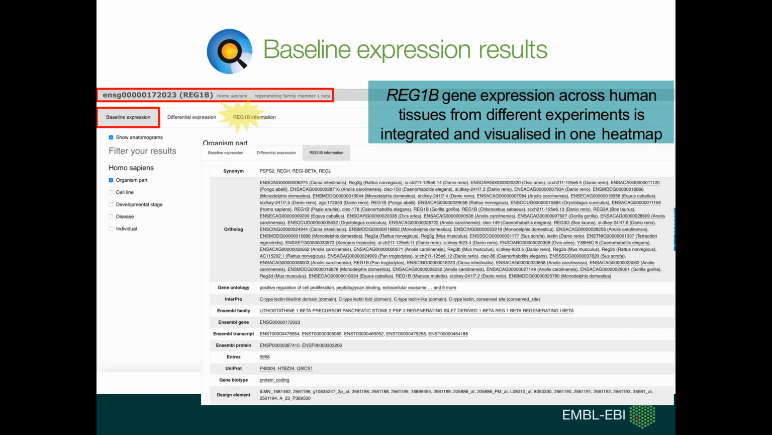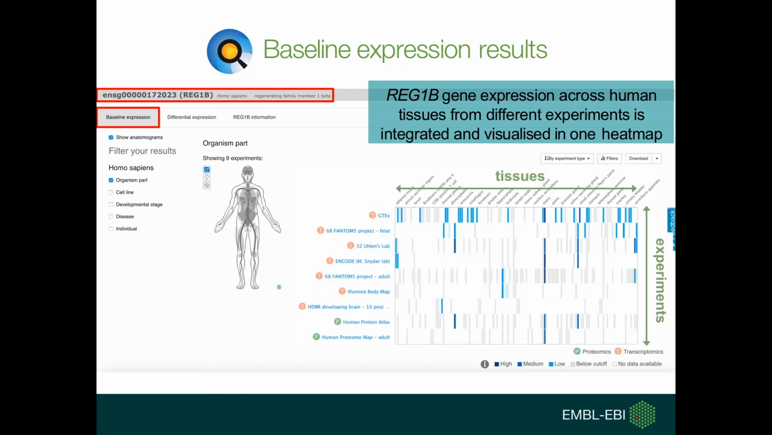Going back to the main search page, as I mentioned earlier, there are two types of datasets in Expression Atlas, baseline and differential. And for the next few slides, we are going to focus on the information provided for baseline datasets. Just to remind you once again, these are datasets which investigate constitutive, non-perturbed gene expression in a species. The main thing to notice in the search page is the heat map. This displays the gene expression across all investigated tissues from different experiments integrated and visualized in a single heat map.